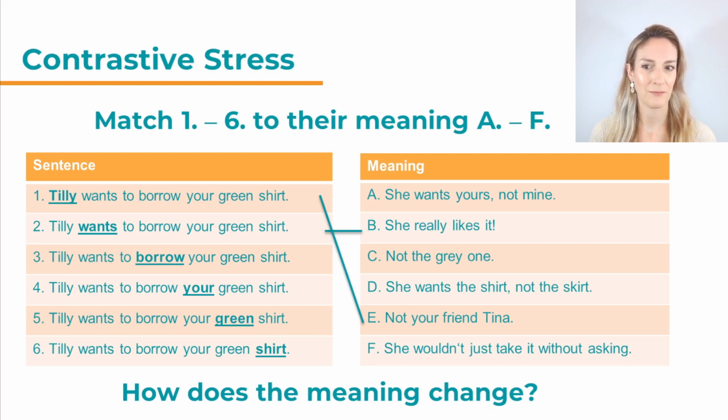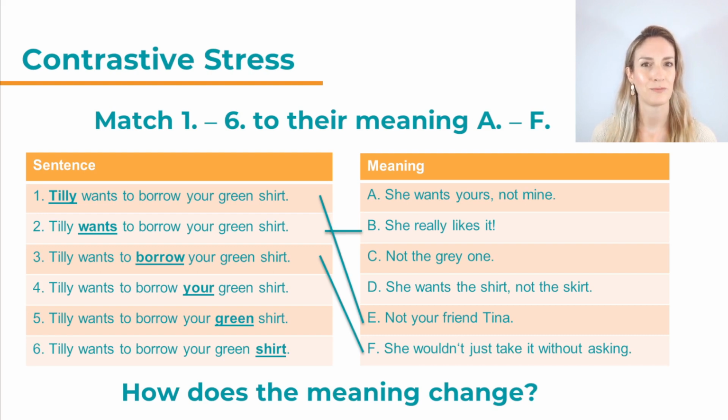Sentence 3. Tilly wants to borrow your green shirt. Tilly wants to borrow your green shirt. What is the meaning? A, C, D, or F? And the right answer is F. She wouldn't just take it without asking. Tilly wants to borrow your green shirt. She wouldn't just take it without asking.